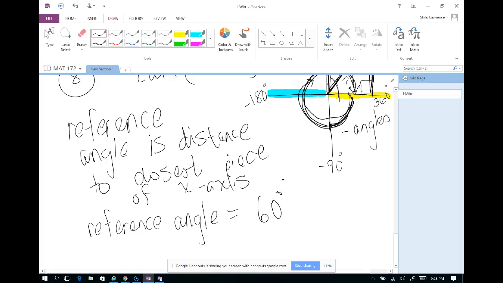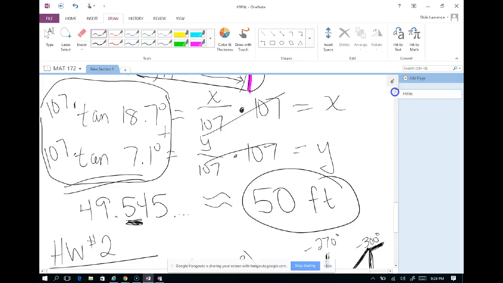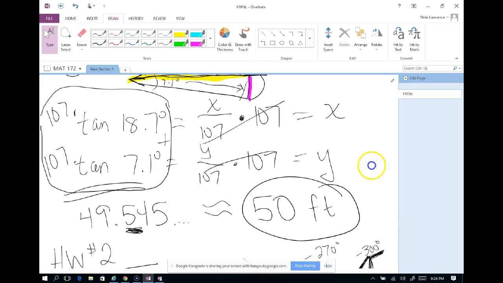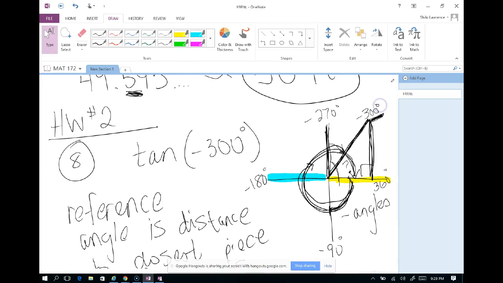Now, there's another way to figure this out. The other way just involves memorizing a bunch of formulas. I really like this description better because it gives the reference angle meaning. The reference angle is always the distance to the closest piece of the x-axis. And it's always positive, and it's always less than 90. So you should never be more than 90 degrees away from the x-axis at any time around this circle.